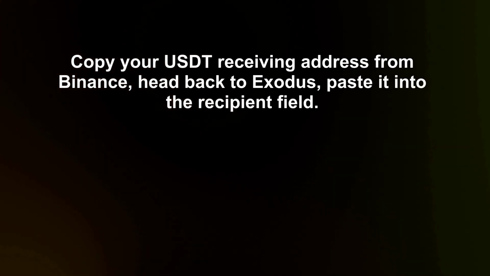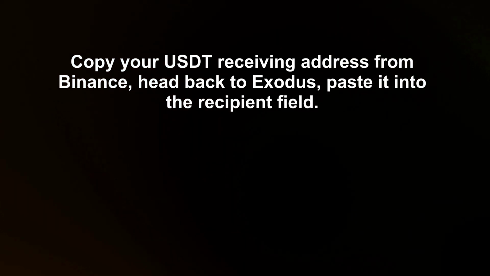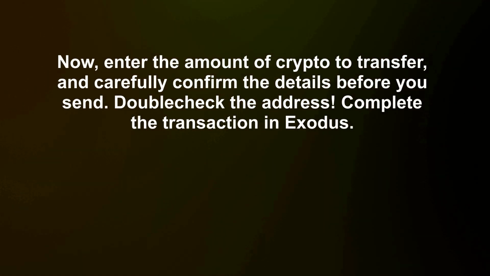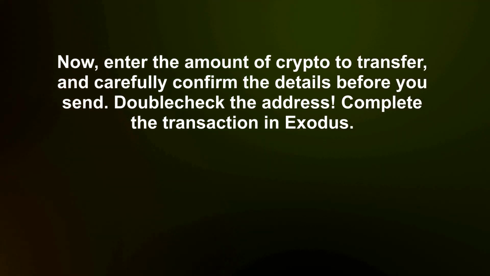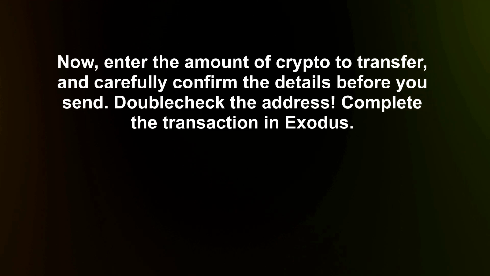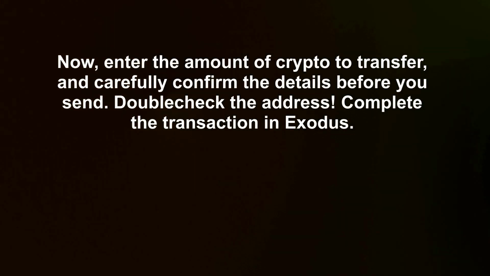Copy your USDT receiving address from Binance, head back to Exodus, paste it into the recipient field. Now, enter the amount of crypto to transfer, and carefully confirm the details before you send. Double-check the address, complete the transaction in Exodus.